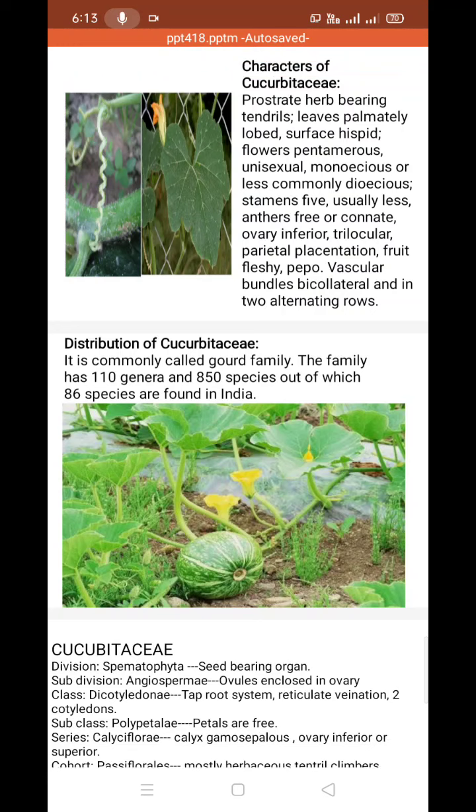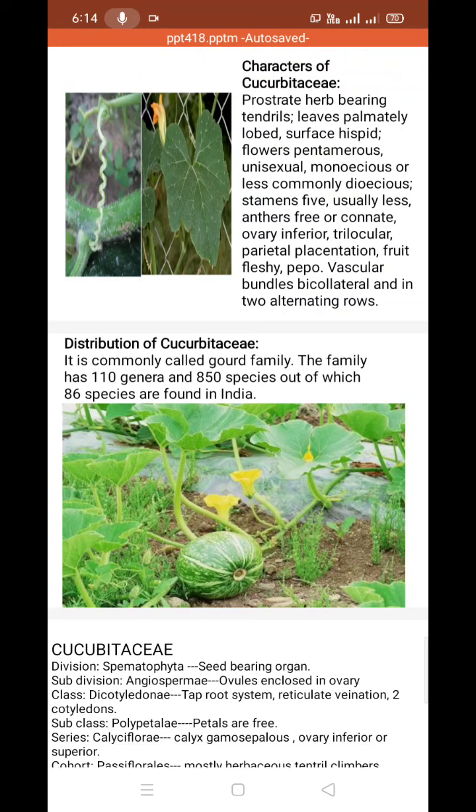You have to see in the next figure there is the fruit which is pepo type. Then vascular bundles collateral and in 2 alternating rows. Bicollateral, that means the xylem is covered by the 2 phloems on both the sides, so these vascular bundles become bicollateral. So these are some common or distinguishing characters about the family Cucurbitaceae.